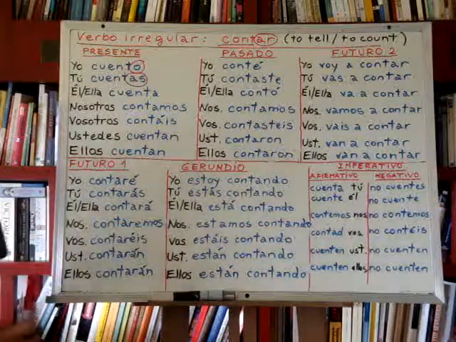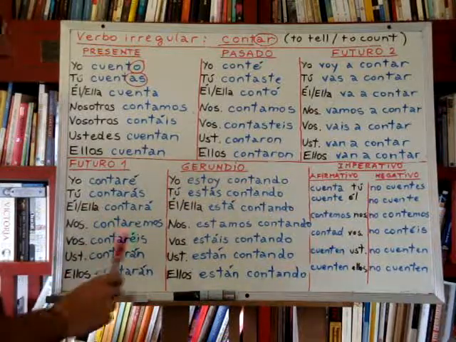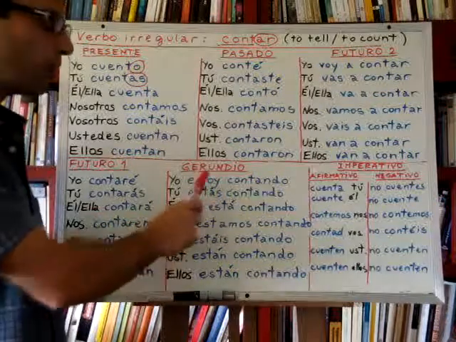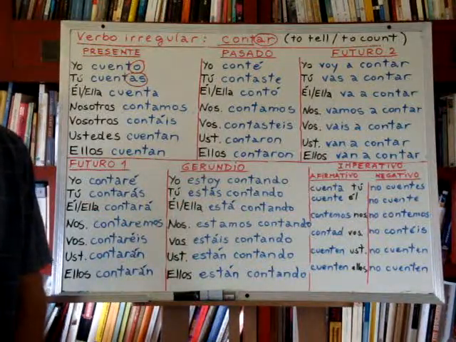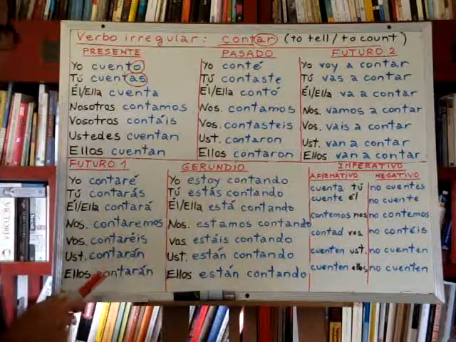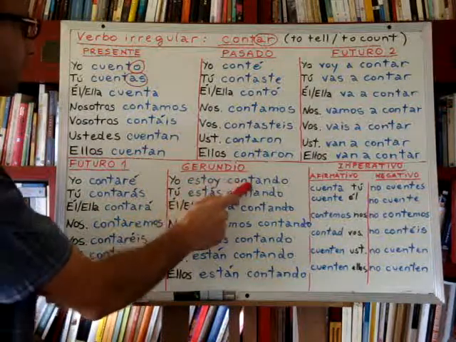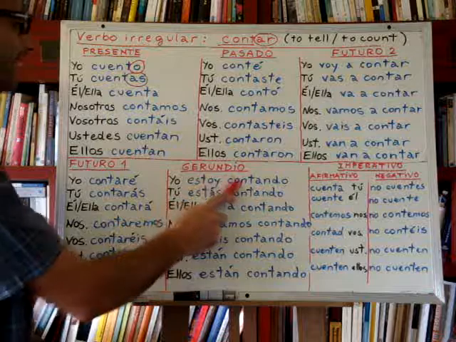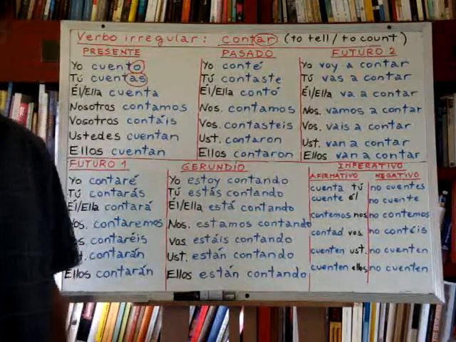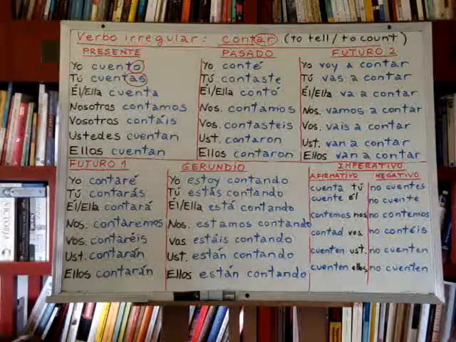Now in the present continuous. Present continuous or gerundio in Spanish. Another name in Spanish for gerundio is participio presente, right? Yo estoy contando. I am counting or I am telling. Yo estoy contando una historia muy larga. I am telling a very long story, right?